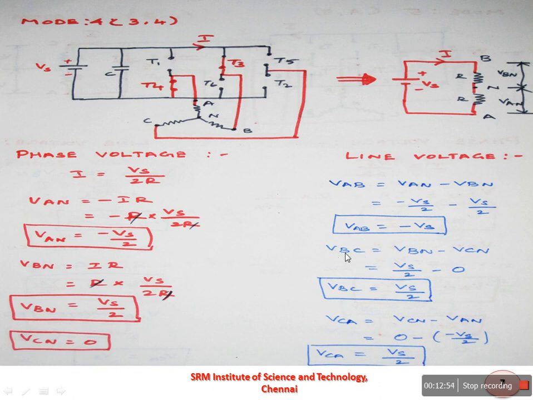Similarly, we can find out VBC. VBC is equal to VBN minus VCN. You can substitute the value as Vs by 2 minus VCN, which is 0. If you solve this, you will get VBC is equal to Vs by 2. Similarly, you can find out VCA. VCA is equal to VCN minus VAN. You can substitute the VCN value as 0 minus VAN, which is minus Vs by 2. Therefore, you will get VCA is equal to Vs by 2.